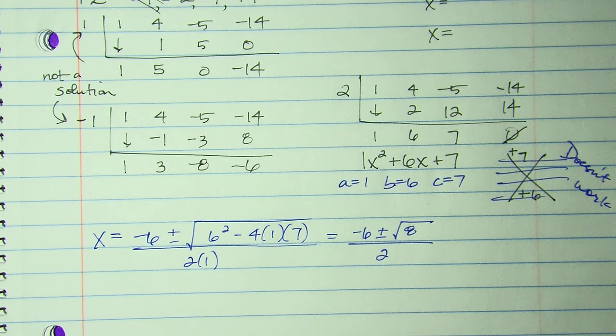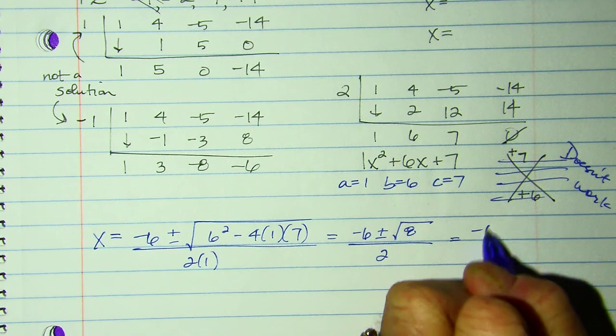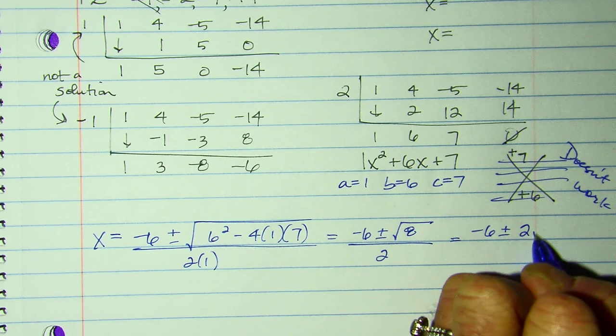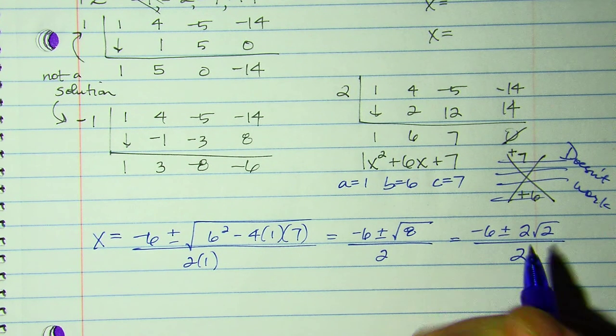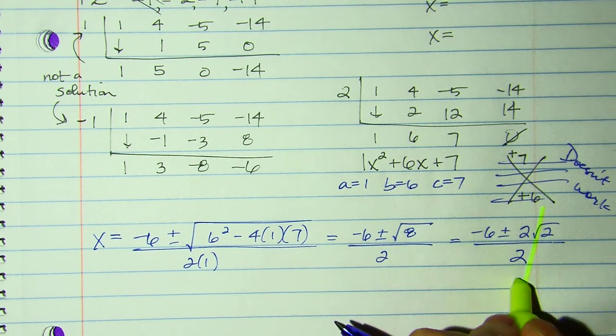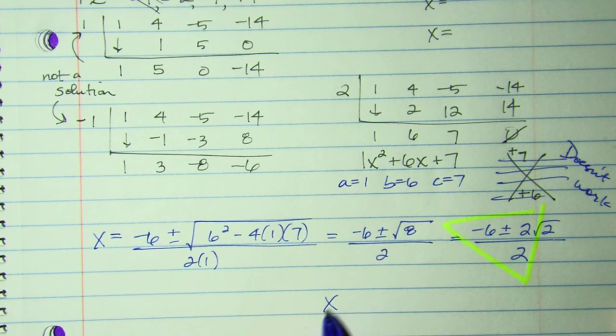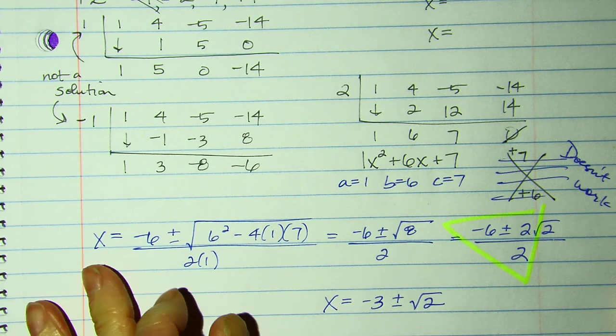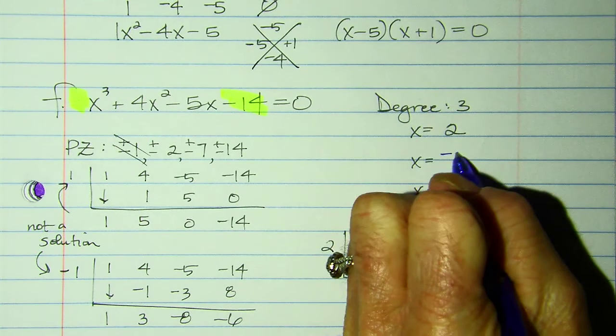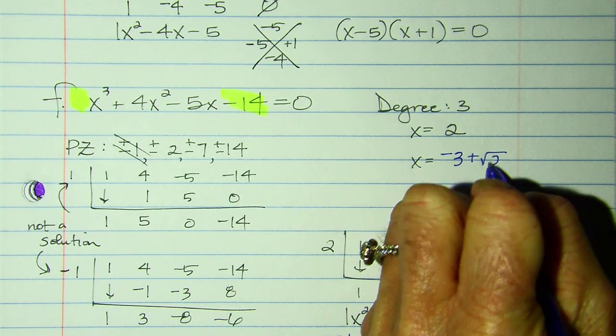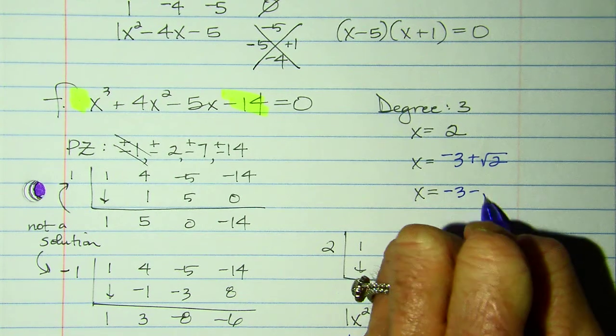Now, you could do two things. I would take the decimal form, but if I were to simplify the radical, the square root of 8 is 2 root 2 over 2. And then I can reduce these by 2. And so I end up with x equals negative 3 plus or minus the square root of 2. So one of my solutions is negative 3 plus the square root of 2. One is negative 3 minus the square root of 2.